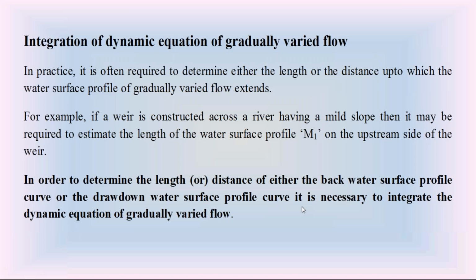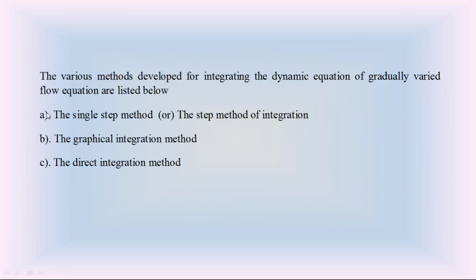Now we have three different methods for the integration of the dynamic equation of gradually varied flow. The first method is called the single step method or the step method of integration. This is the first method in this integration of the dynamic equation of gradually varied flow. Just now I explained the purpose, to find out the length of either the backwater curve or the drawdown curve. I will give you a small example.